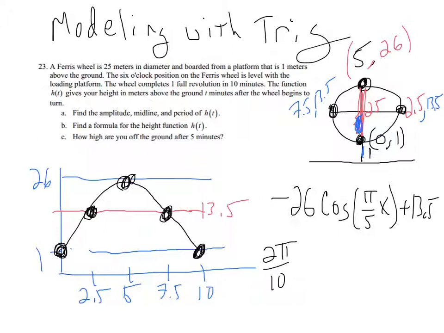So how do we answer these questions? We've almost done it all. The amplitude's right there, 26. The midline is the 13.5. And the period we said is 10. We got our formula for h. Then for part C, how do you find that? Well, we don't need to use a formula because this is a fairly simple question. 5 minutes off the ground, you're 26 meters up, so we knew that. You could substitute 5 in there and use this equation to get it, and you would get the 26. Okay, so I hope that helps you.